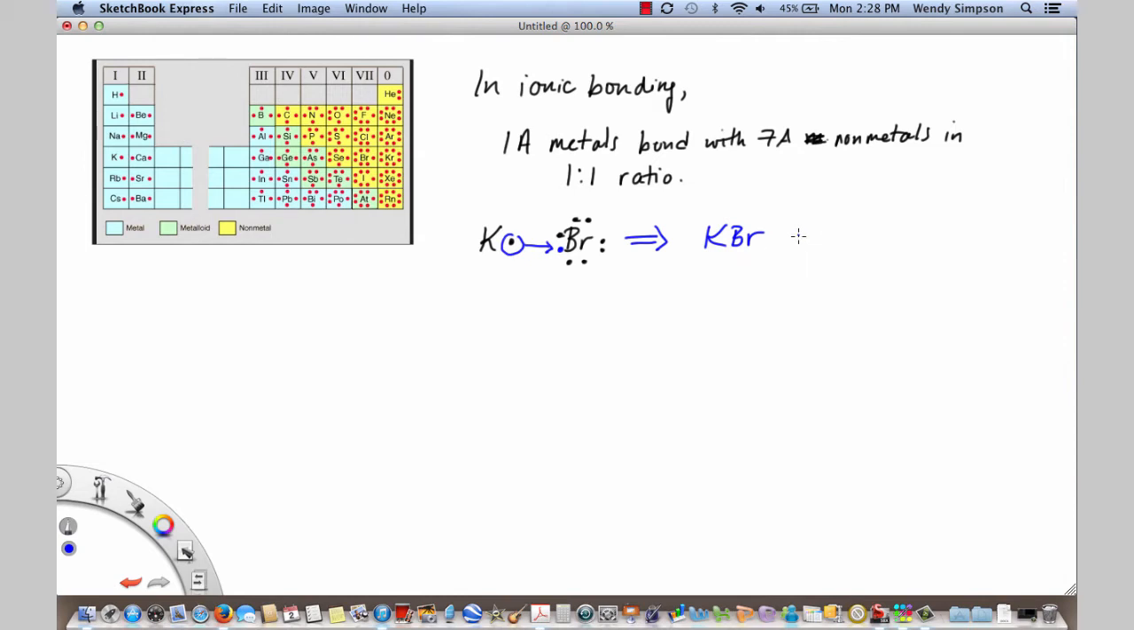The name of the compound is potassium bromide. Okay, the compound ends in -ide. So if we look at all the 1A elements, lithium, for instance, could combine with fluorine to make lithium fluoride.